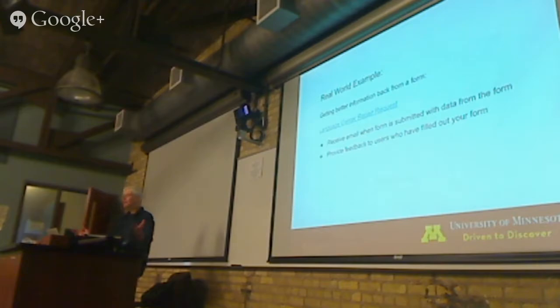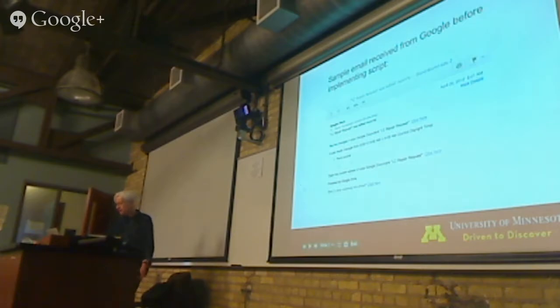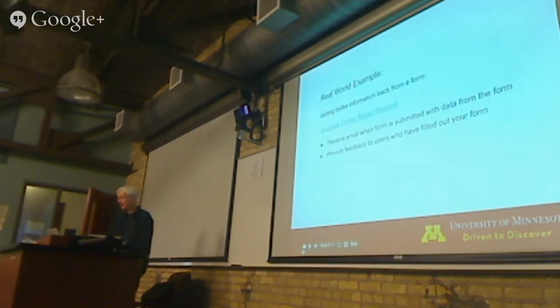Okay. Here's a real world example. Language Center repair request. Okay, so we don't have access to ServiceNow, but we have like 4 classrooms and a whole lab and stuff. Things go wrong, and how do we get people to tell us about problems with the equipment? Well, we have to come up with our own repair request form. And so we've enhanced this form with Google Apps Script so that we can receive an email when the form is submitted, and also we can provide feedback to users who put in the complaint.